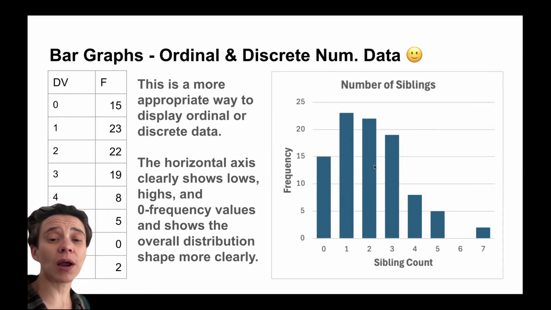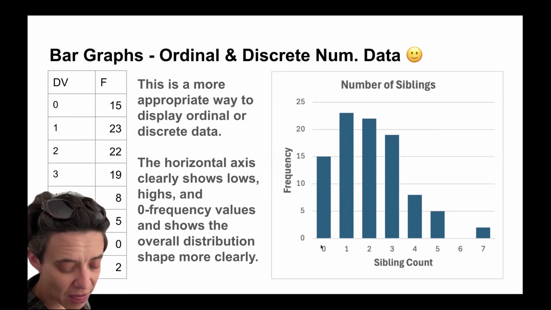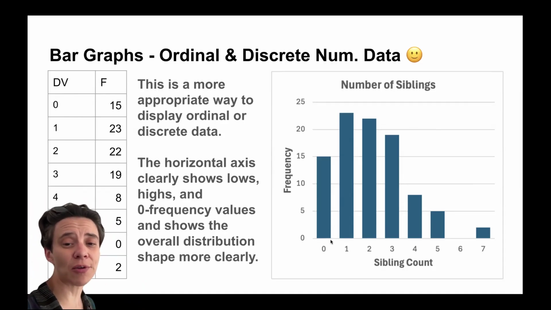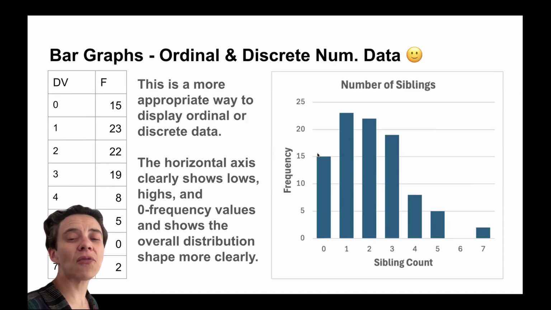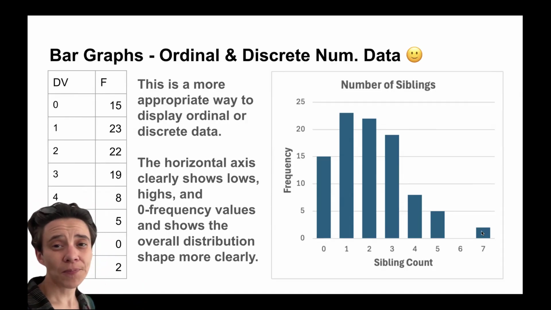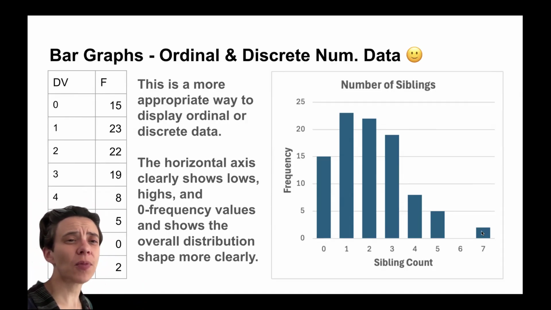You want to make sure that if you are drawing or interpreting a graph like this, that the data values are in even increments. You shouldn't have skipped bars here. And so if you've got it set up correctly, it shows the overall distribution of the data more clearly than a pie chart does. Okay, so great for this.